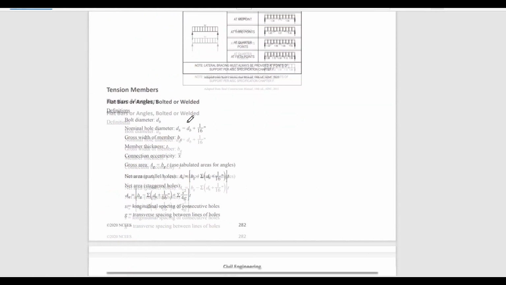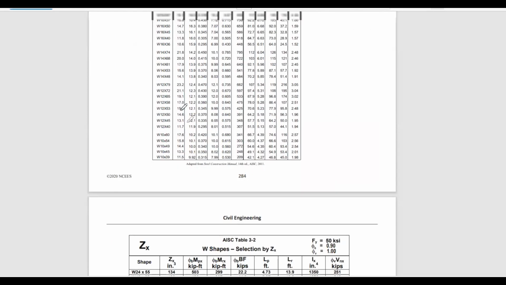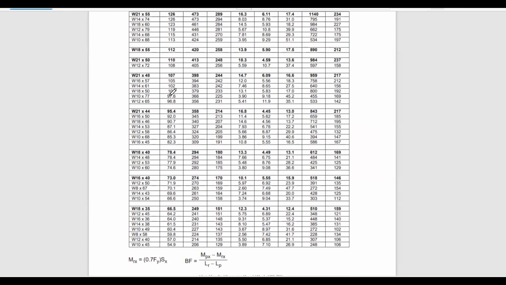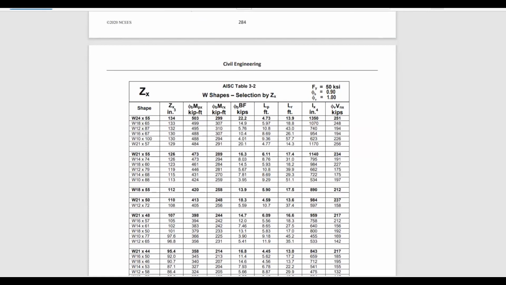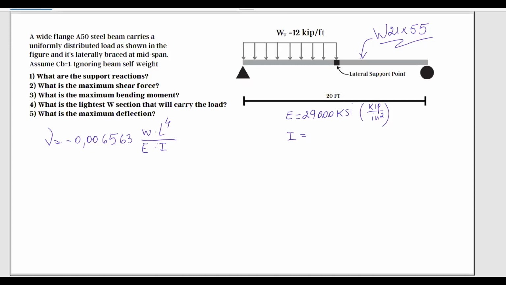If you want to speed up the process a little bit, we're going to scroll down to, look at that, 2155, right here. Well, this is not a table because we need a moment of inertia. Oh, actually it is. There you go. Here it is. So we have moment of inertia is 1140 inch power 4. So I'm going to write down 1140 inch power 4. And wonderful.